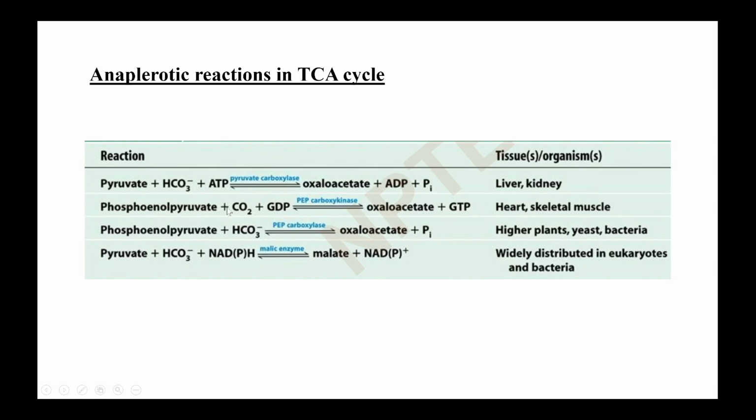Okay, and again, I told you pyruvate is a 3 carbon compound, so 1 carbon dioxide is required. So it's a carboxykinase. Carboxylase, wherever it is written, means a carbon dioxide or a bicarbonate is added. Carboxykinase means a carbon dioxide is added plus a phosphate molecule is transferred. Okay, then you have the other reaction where again phosphoenol pyruvate is converted into oxaloacetate. This is catalyzed by the enzyme phosphoenol pyruvate carboxylase, which is present in higher plants, yeast, and bacteria.